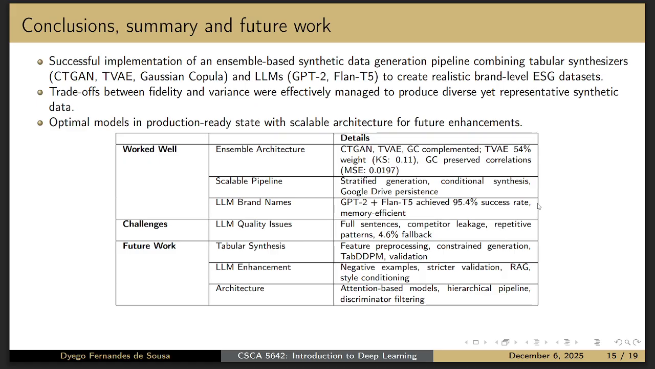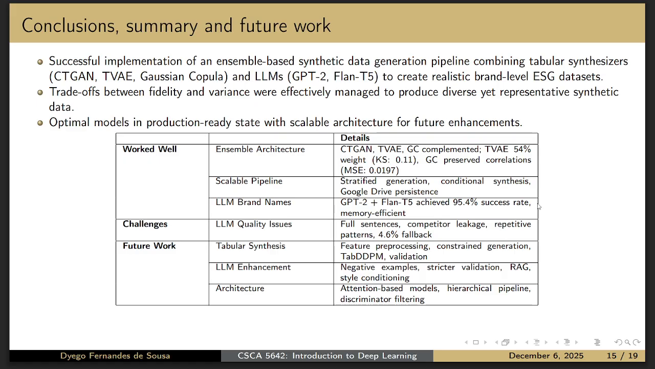I think I failed on only five or six companies that I was not able to generate a name for. Now, in the section of what didn't work that well is the quality of the brand names. Sometimes we have competitor leakage and we have some repetitive pattern, meaning I'm using the same word two, three times in the brand name. For example, grand, brand. I used the word grand twice, and that's not great. I had to fall back on almost 5% of the time.